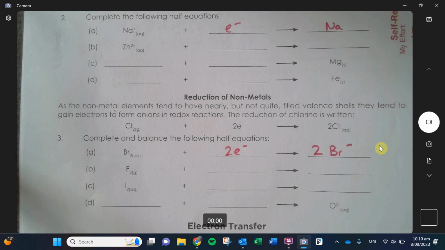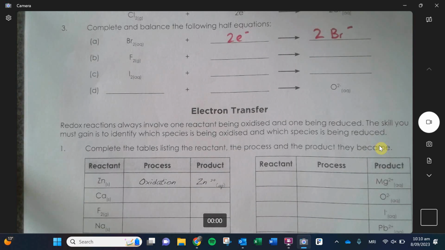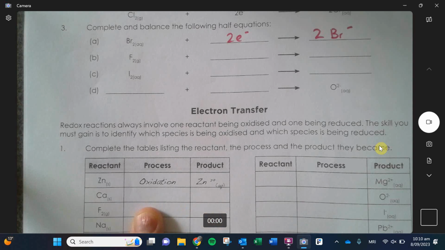Questions, concerns, comments? Okay. And this bottom one here is just a shorthand to test your skills. So making sure you can identify the reactant and the product and whether or not it's oxidation or reduction.